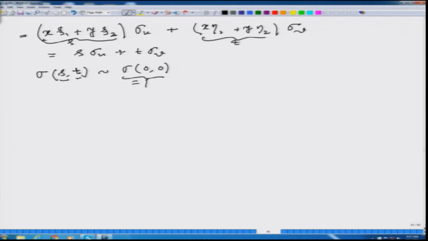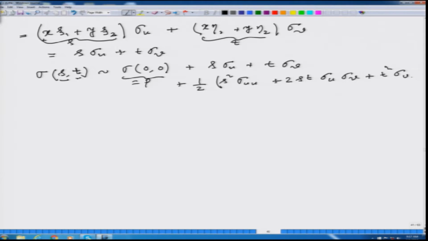So, remember this is equal to p, the origin, plus s sigma u plus t sigma v plus some second order terms, s square sigma u u plus 2 s t sigma u v plus t square sigma v v. So, I have written Taylor's theorem up to the second term. This expression means there is some error part. I am not writing equal to, I am writing approximately the same. If you want to write Taylor's theorem exactly, then you should write equal to here and plus some error term. Okay.